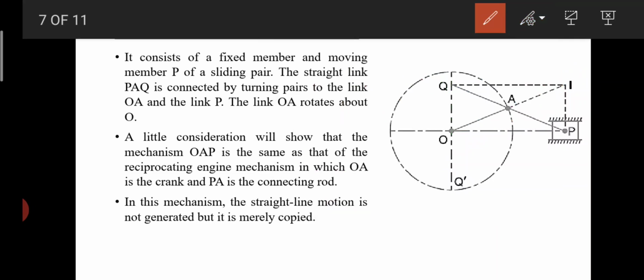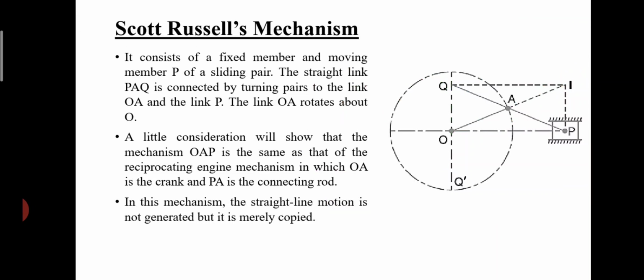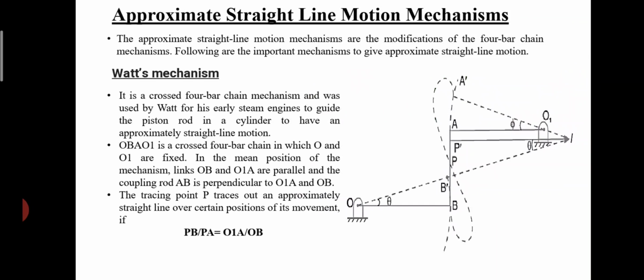ओके, सो दिस इज Scott-Russell mechanism. Now approximate straight line motion mechanism. The approximate straight line motion mechanism are the modification of the 4-bar chain mechanism. Following are the important mechanism to give approximate straight line motion. First one is Watt's mechanism.